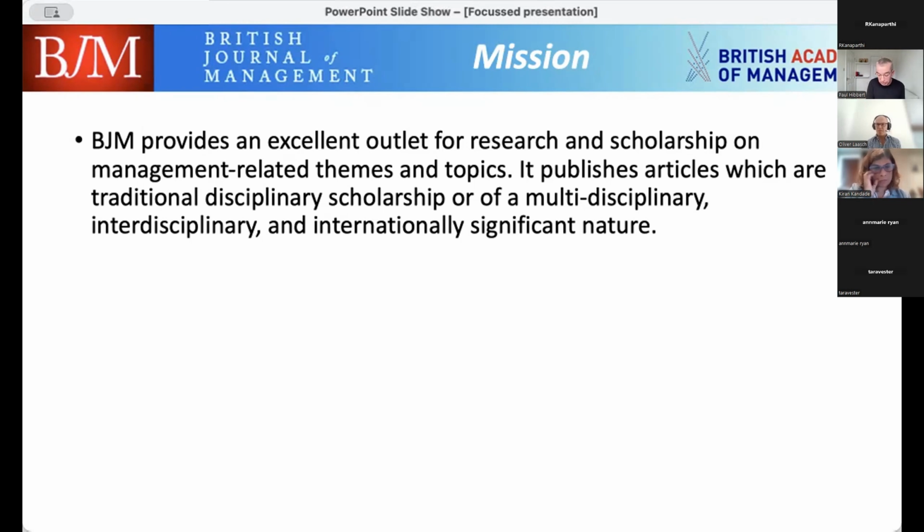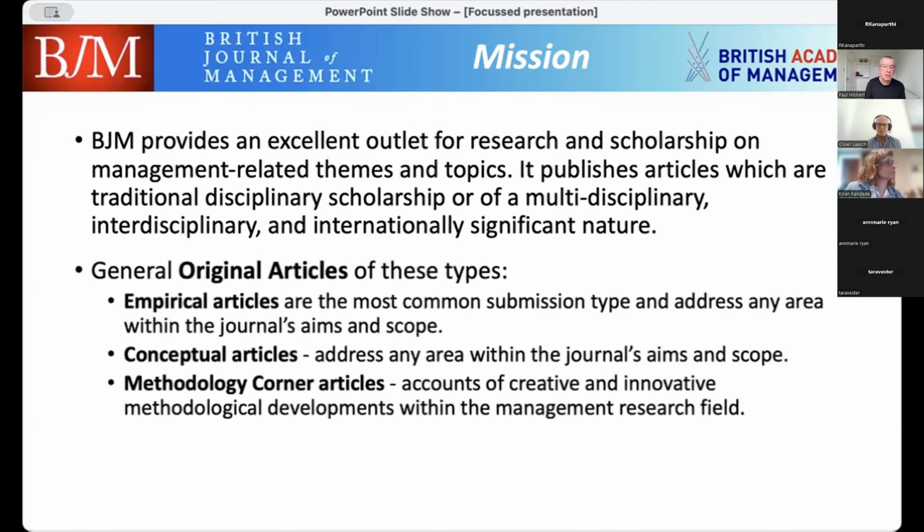So that could be something from a traditional discipline, let's say marketing or accounting or management or org studies, or it could be something more multidisciplinary or interdisciplinary in terms of the focus you're taking. So a very broad, all-encompassing journal. And so the general original articles within that framework we see are these three types. Empirical articles, they're the most common ones. So, qualitative or quantitative research on any area within the journal's aims and scope.